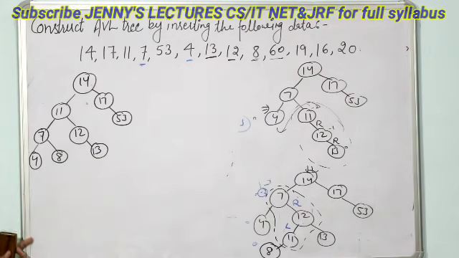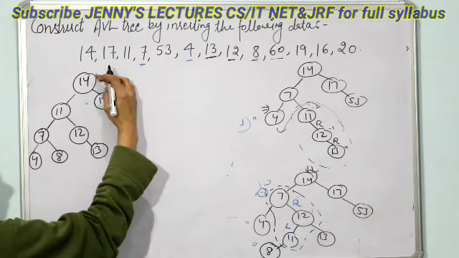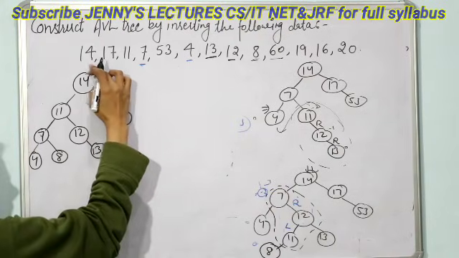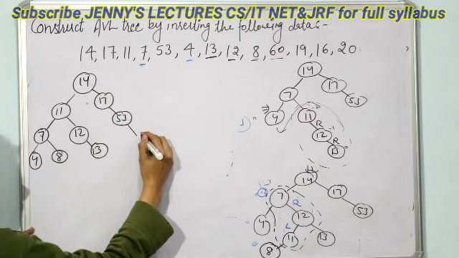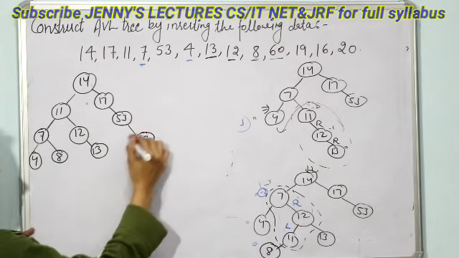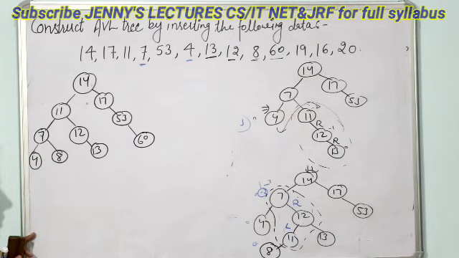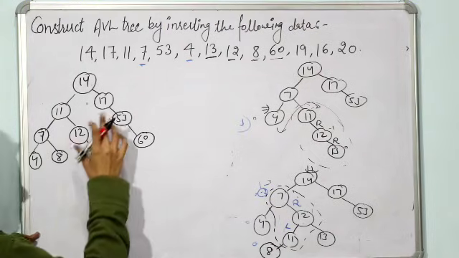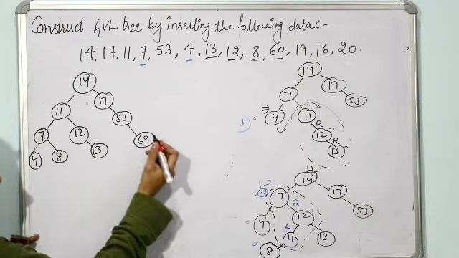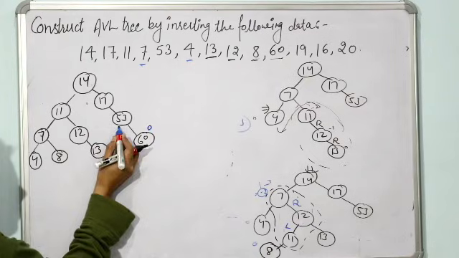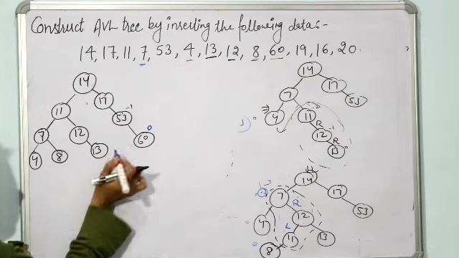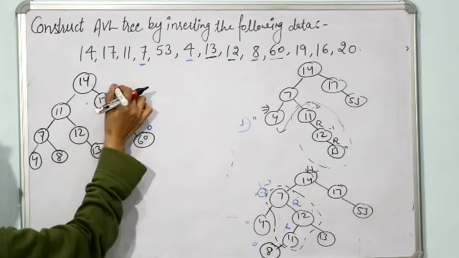60. Where would the 60 be inserted? For 60, always check from the root: greater than 14, greater than 17, greater than 53. The 60 would be inserted here only. Fine. Now find out the balance factor. Balance factor of 60 is 0. Balance factor of 53 is 0 minus 1, that is minus 1. 17 is 0 minus 2, that is minus 2.